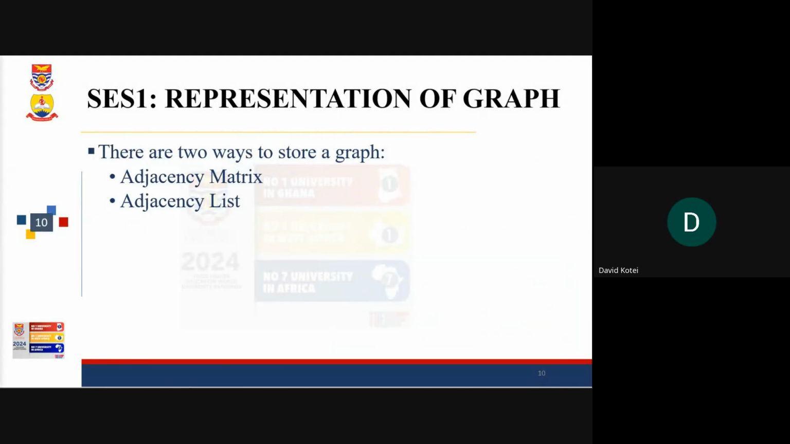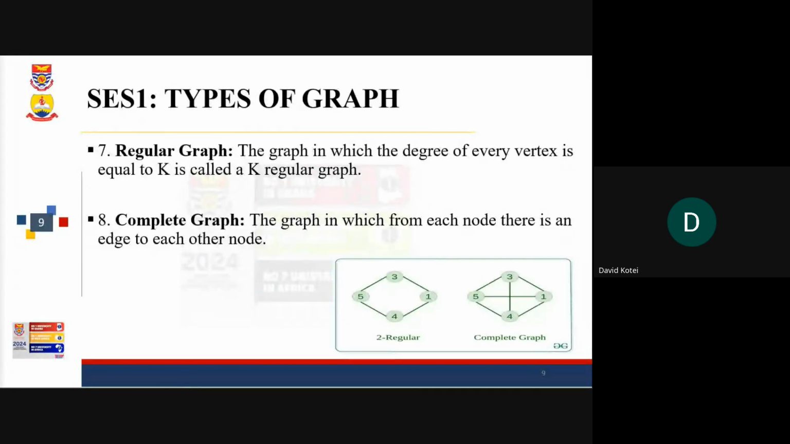Before you move on, sir, please can you say that the regular graph is also known as the connected graph? The regular graph is also known as the, yes, connected. You can say it that way. Yeah. All right. Okay. Thank you. You're welcome.